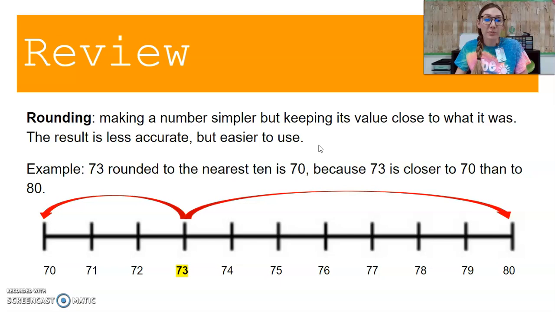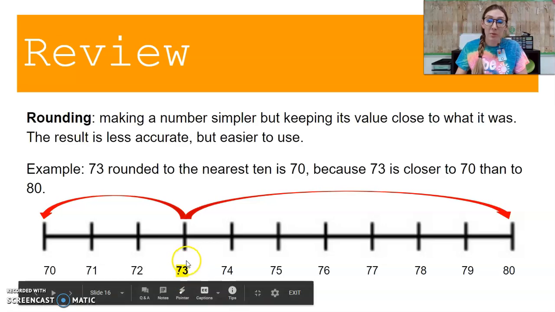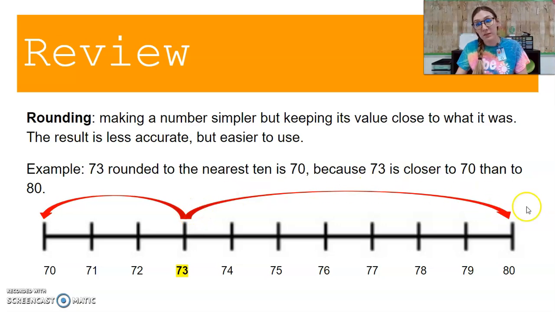So rounding just means that we're making a number simpler but keeping its value close to what it was. The result is less accurate, but it's easier to use. So for example, 73 rounded to the nearest 10 is 70, because look at 73 on my number line. It's closer to 70 than it is to 80. So we would round it down because it's closer, even though it's less accurate.